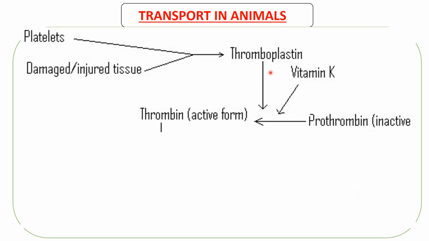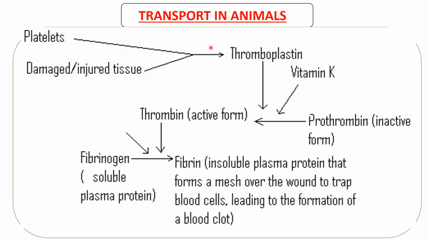Okay, so this enzyme works best in the presence of vitamin K. Therefore, vitamin K is very important in blood clotting. I know when we study nutrition, we never emphasize vitamin K. Now you should know that there's vitamin K which helps in blood clotting. So once this thrombin has been formed, it also converts another protein called fibrinogen into what is called fibrin.